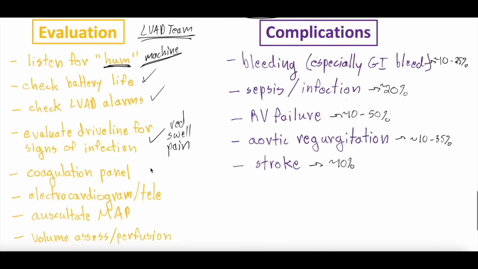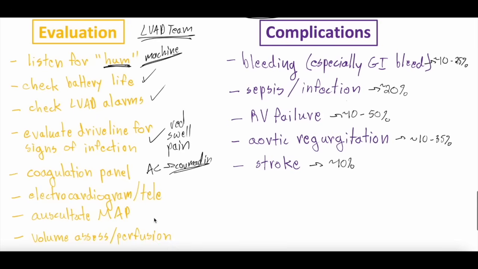Always on a coagulation panel. Remember, these patients are on anticoagulation, AC. Most times it's Coumadin. So you want to check their INR, make sure it's not too high, not too low, get that sweet spot. Electrocardiogram and telemetry monitoring. These patients are high risk for ventricular tachydysrhythmias. So always get an EKG and have them on telemetry monitoring.